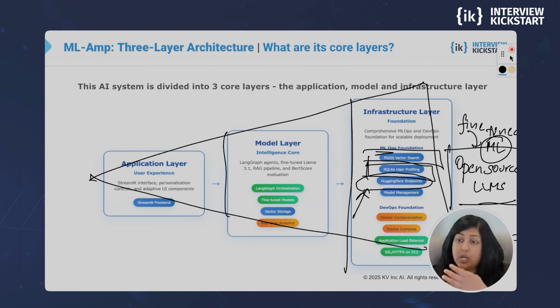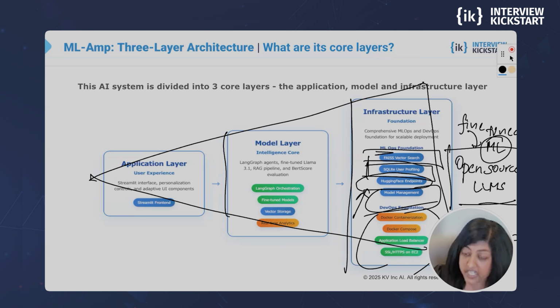I've used Faiss, short for Facebook AI Similarity Search, for similarity search. And I've done model management. I've used a data registry, running experimentation and tracking by using a specific model registry. For my DevOps foundation, I've packaged this application using Docker containers with Docker Compose, and ML AMP is served behind an application load balancer, with SSL and HTTPS on EC2.